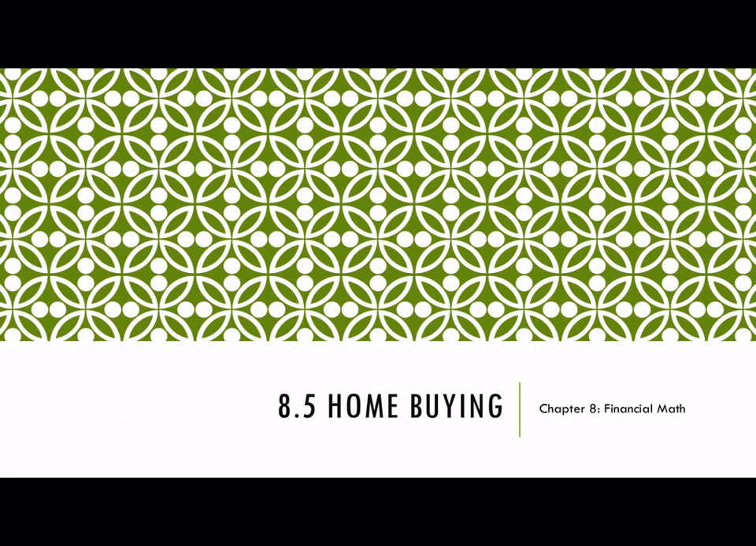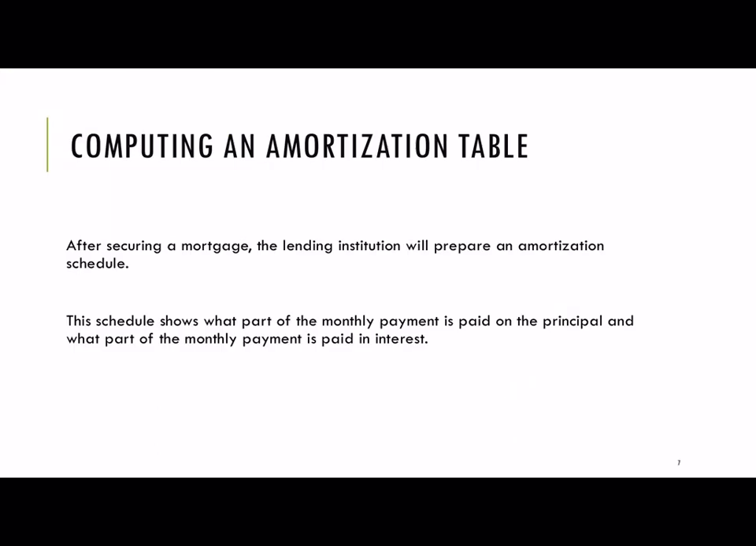In this video, we're going to look at amortization tables. This is a follow-up to our discussion of mortgages and home buying. So amortization tables are charts that the lending institution giving the mortgage will prepare, and sometimes they're called amortization schedules or amortization tables, and these schedules show what part of the monthly payment is going toward the principal and what part is going toward the interest each month.